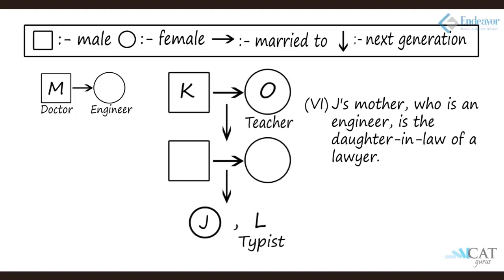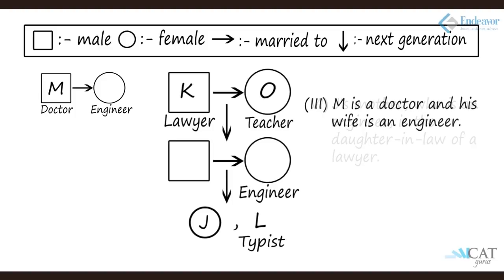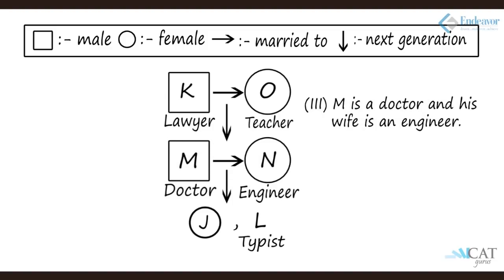Information 6 helps us to know that the engineer, a female, can be placed in the second generation, and from this information we get the profession of K as lawyer. Now the third information can easily be inserted in the family tree, and the only place left for the doctor engineer combination is the second generation. However, the gender of L and profession of J is still not known.